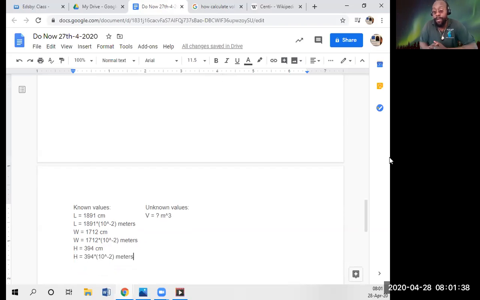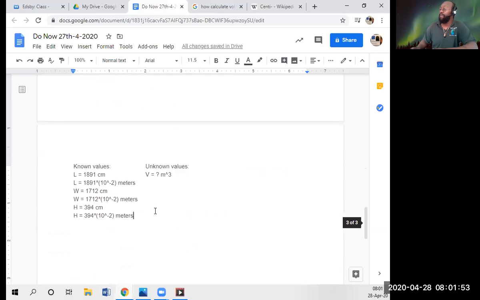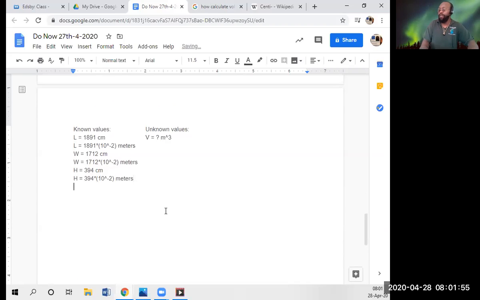Yes, we have to put them all together using the equation from earlier. And that equation is volume, which is in meters cubed, is equivalent to length, meters, times width, also in meters, times height, which is also in meters. And when you put that together, we get what? So let's write out our equation.